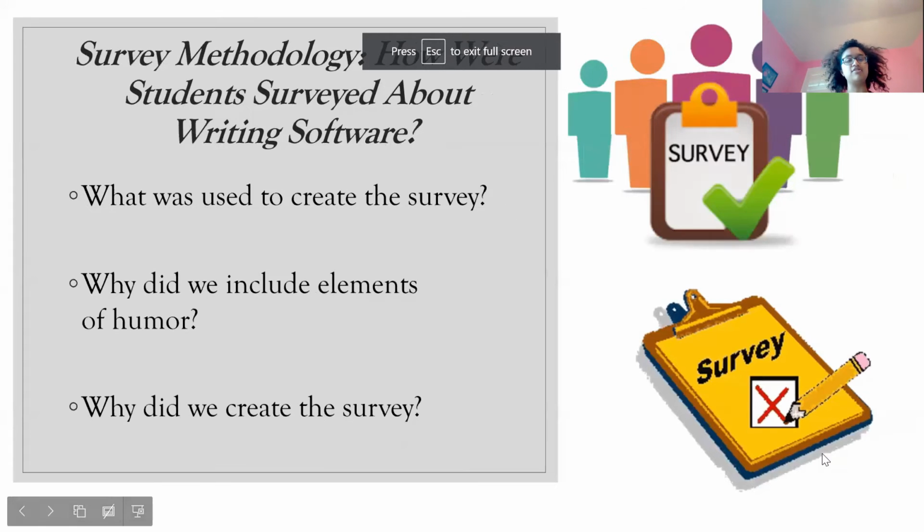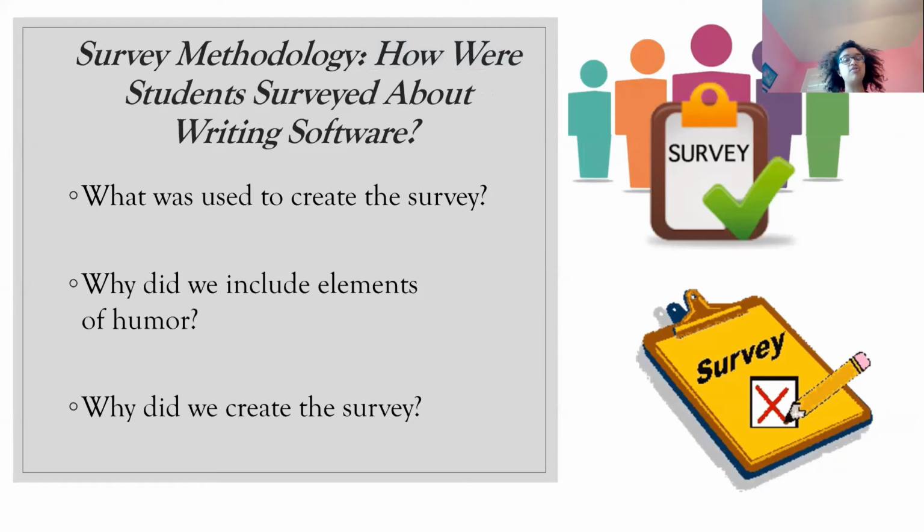So we decided to create a survey in order to see the variety of people's opinions. In order to create the survey, we decided to use Google Forms. And in the survey, we included a lot of elements of humor. The reason being, elements of humor would allow people to be more engaged and thus hopefully provide more accurate answers. And the reason why we created the survey was, like I said before, to see people's opinions, because no matter how great a product is, if people don't use it, then it's going to be a waste of an investment.